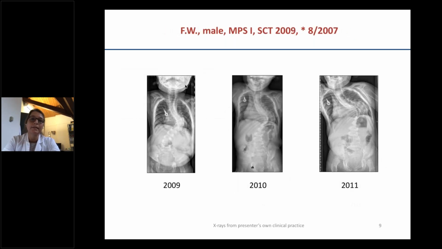The next case is a bit longer. It's MPS 1 as well. It's the first case I had in Zurich when I changed from Mainz to Zurich. And it's a young boy with MPS 1, and he was transplanted at the age of 18 months, which is just in time. And he had already this severe scoliosis, you can see over here, with a severe curve at the thoracolumbar junction, which was seen at the diagnosis.